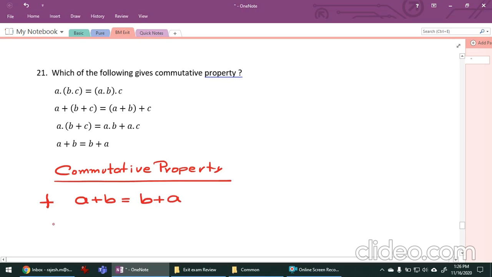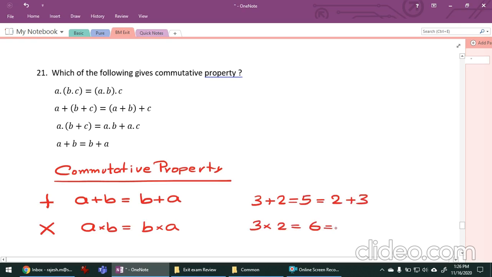Now I will write the rule for multiplication. Here A into B equal to B into A. This is called commutative property of multiplication. We know that 3 plus 2 is 5 and it is same as 2 plus 3. Also 3 into 2 is 6 and it is same as 2 into 3. So the order doesn't matter here. This is called commutative property. So what is the answer here? In all these, this is the answer. So this gives the commutative property. This is wrong, this is wrong, this is wrong. So this is the commutative property.